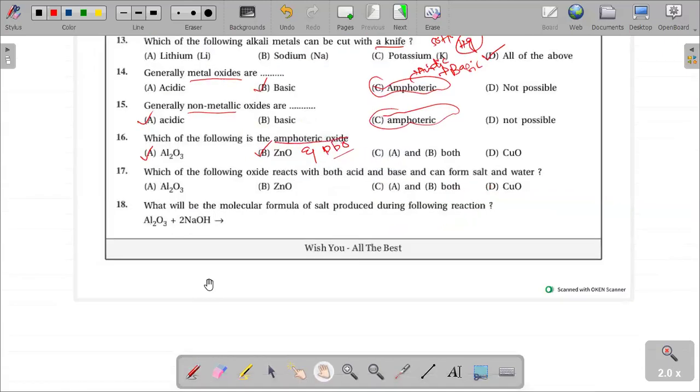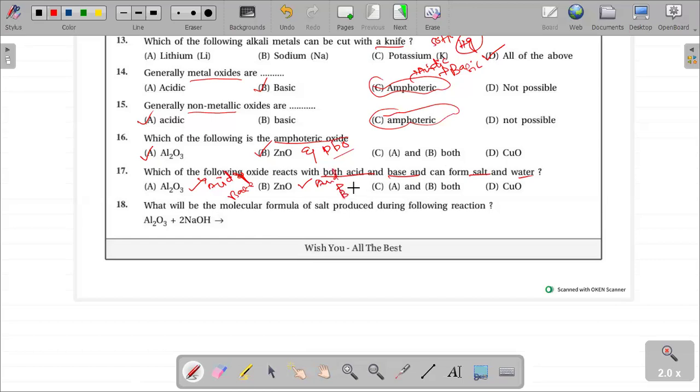So suppose if they ask about lead oxide, then you have to select lead oxide also. And next, which of the following oxides react with both acid as well as base, to form salt and water? Aluminum oxide is amphoteric in nature, and zinc oxide is amphoteric in nature. Then what is the meaning of that? It will react with acid and base, and here also it will react with acid and base.